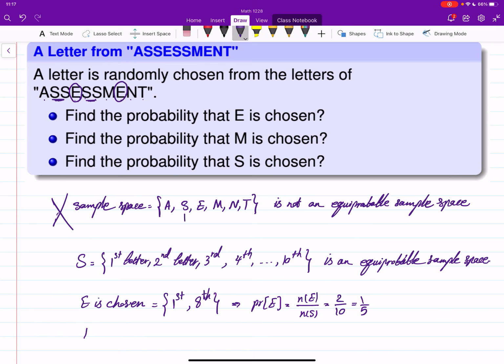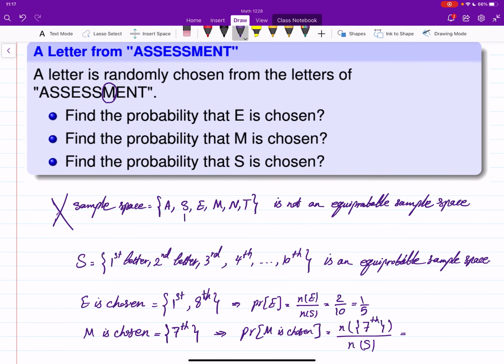How about M is chosen as an event of S? I see that there's one possibility, and that means that I choose the seventh letter there. And since S is equiprobable, the probability that M is chosen is N of that event over N of S, which is 1/10.